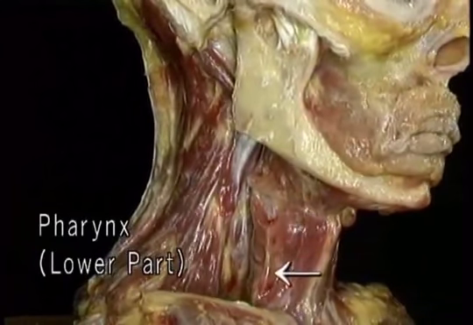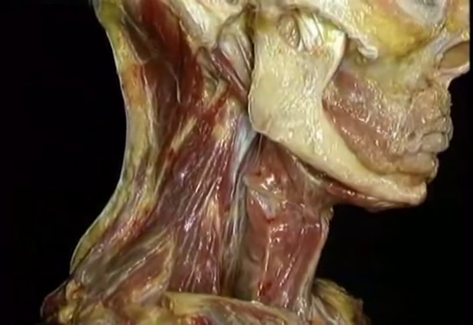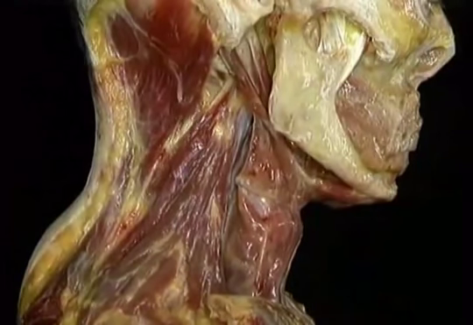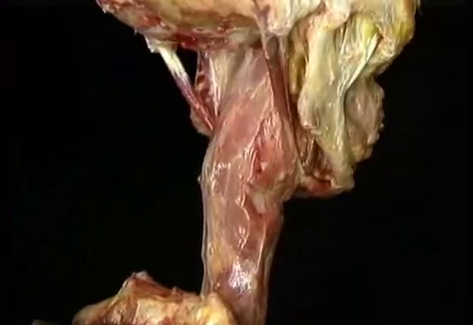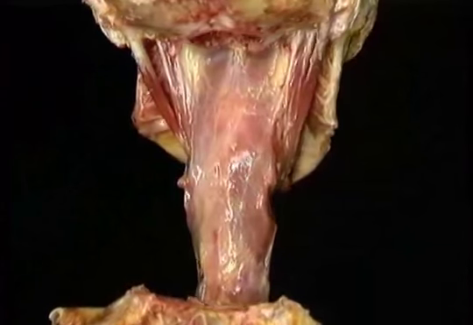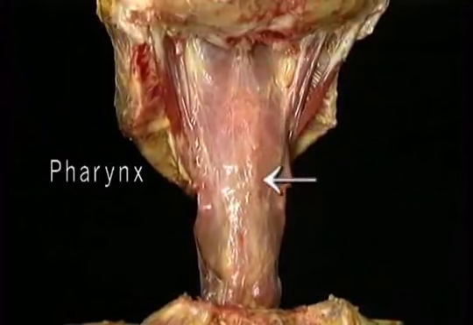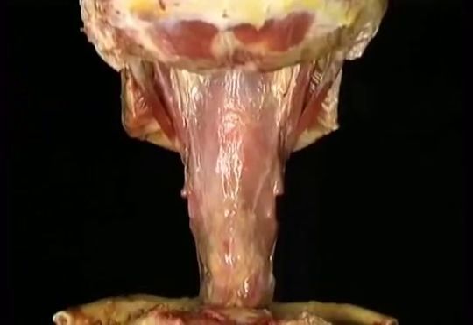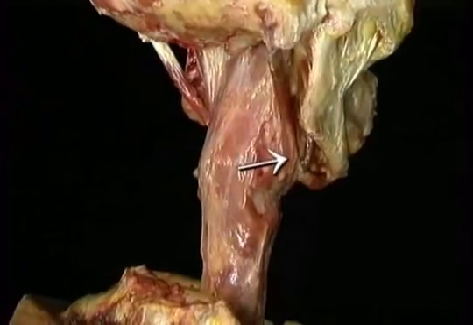Here's the lower half of the pharynx. The pharynx lies just in front of the longus muscles. To see the whole of the pharynx from behind, we'll remove the vertebral column and all the neck muscles. Here's the pharynx. The pharynx extends from the base of the occiput to the level of the top of the clavicle. The upper part of the pharynx is partly hidden by the digastric muscle, which we'll remove.